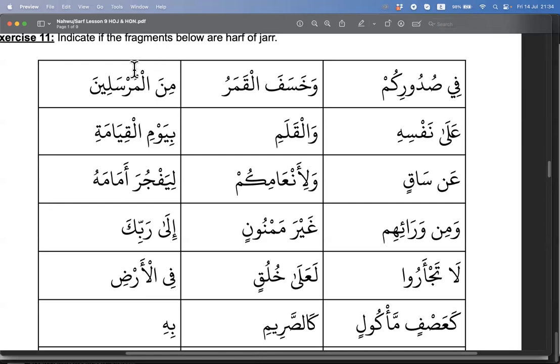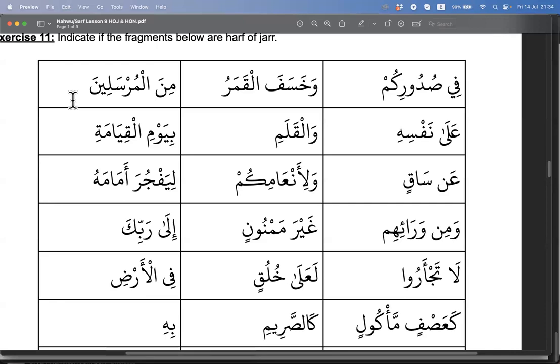Because it's two sukuns. If not, we cannot pronounce min and then al. So min, when it comes with alif lam, will have a fathah automatically. So yes, this is a half of jar. Is the word mursalina jar? What's the sign of the jar? The sign of the jar is the ya, substituting for the kasrah. Why? Because it's jama' muzakkar salim. Very good.